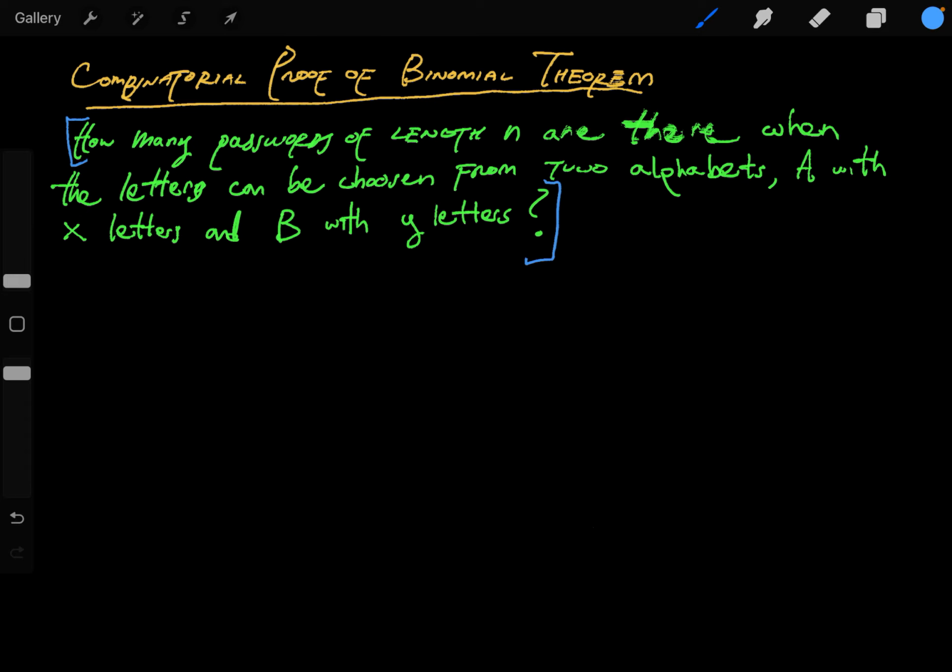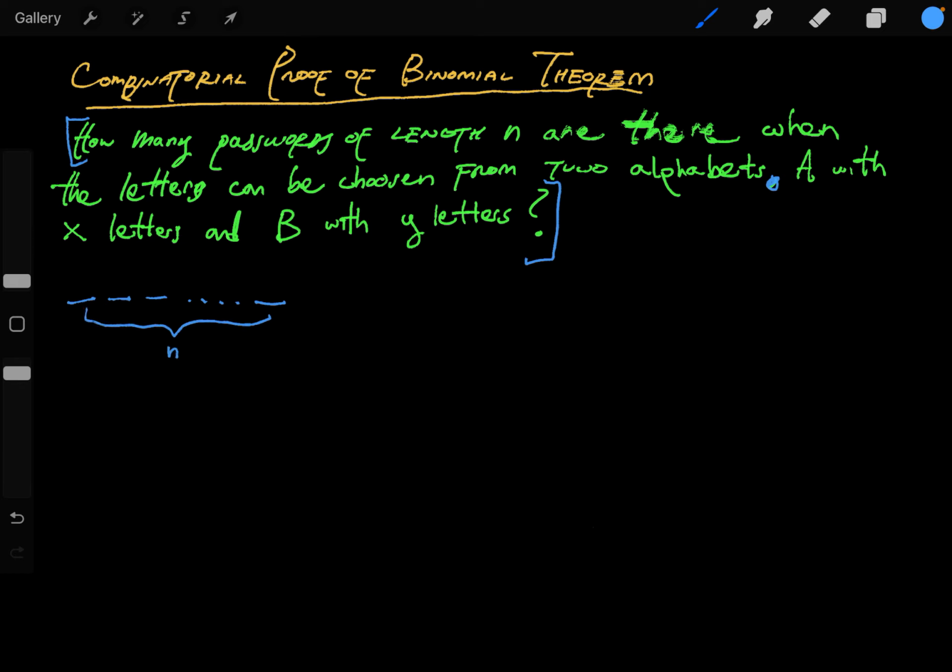Essentially, the question is: how many passwords of length n are there when the letters can be chosen from two alphabets, A with X letters and B with Y letters? So let's figure this out. On the one hand, let's say I have n slots. The password is of length n.